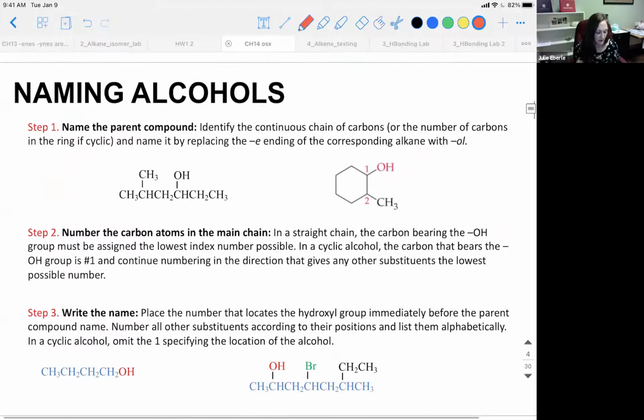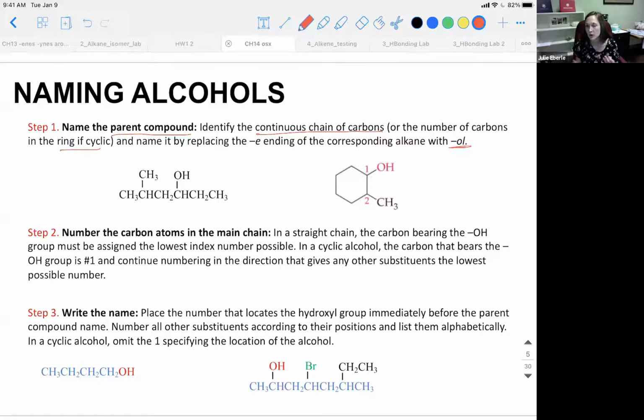All right, let's talk about how to name them. A lot of the same rules that we already know are going to apply here, but we're going to tweak a few things for this particular functional group. So again, always look at what's my parent compound. Identify the longest continuous chain of carbons, or the number of carbons in the ring if it's cyclic, and instead of naming it as an alkane or an alkene or whatever, replace the name ending with OL.